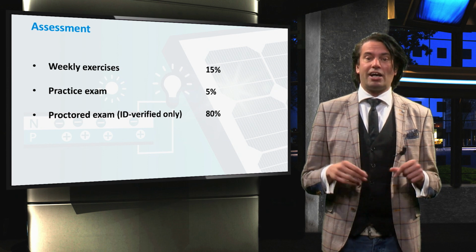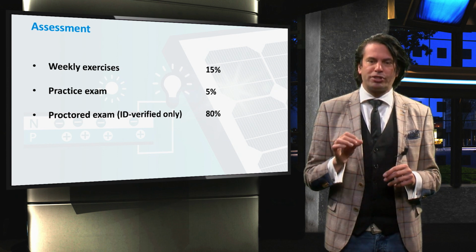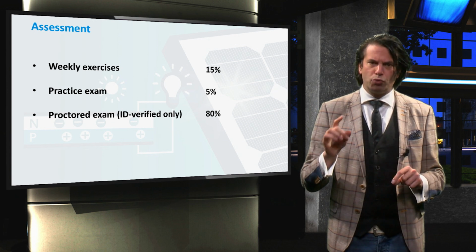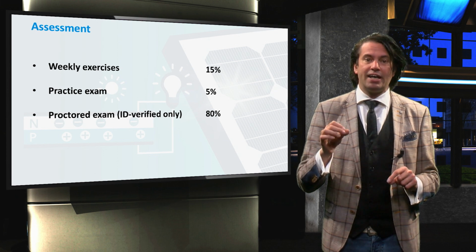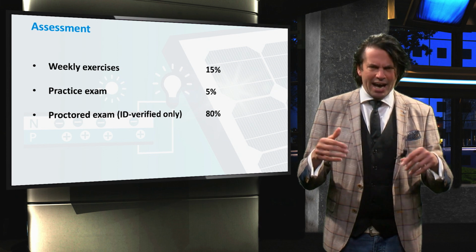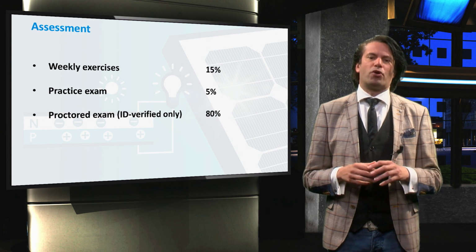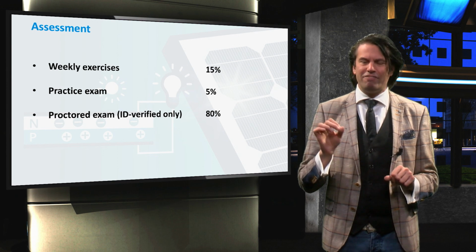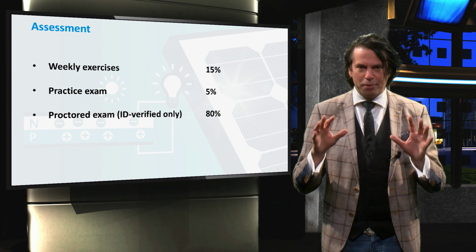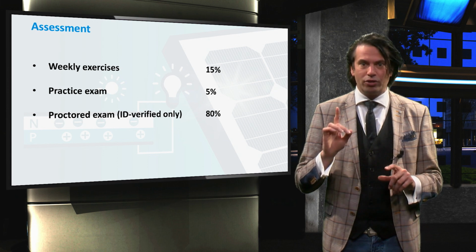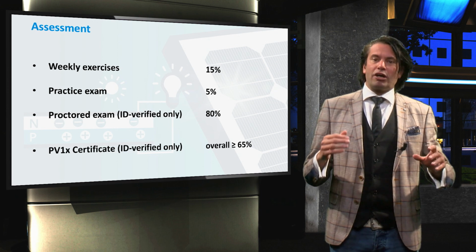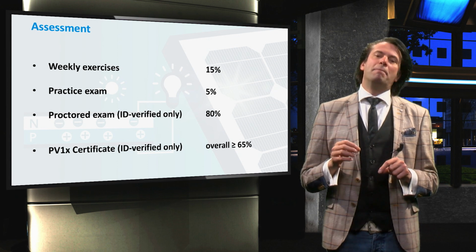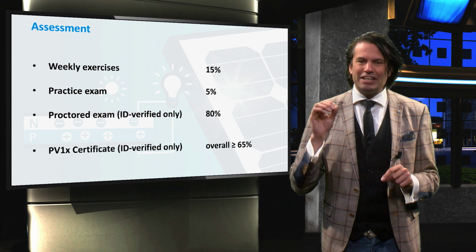All the weekly exercises combined count for 15% toward your final grade. The practice exam counts towards 5% of your final grade and is meant for students to practice and get familiar with the format of the proctored exam. The proctored exam is only available to ID verified students and counts for 80% towards your final grade. You can qualify for the PV1x verified certificate by achieving a minimum final score of 65%.